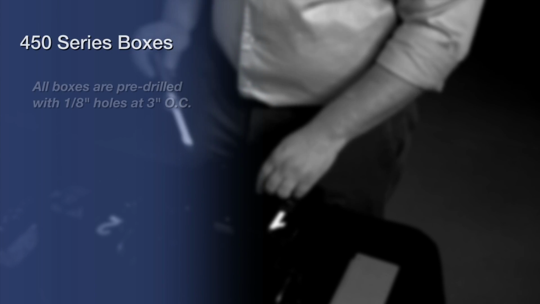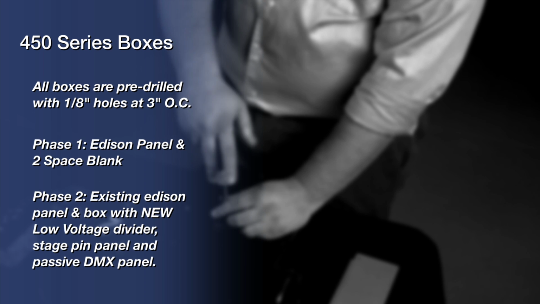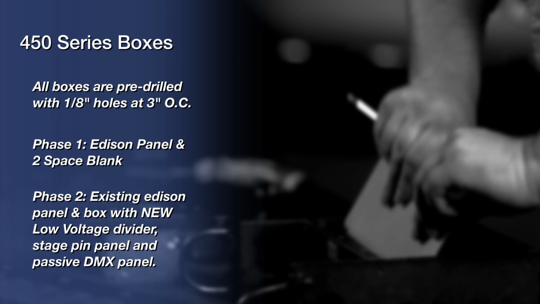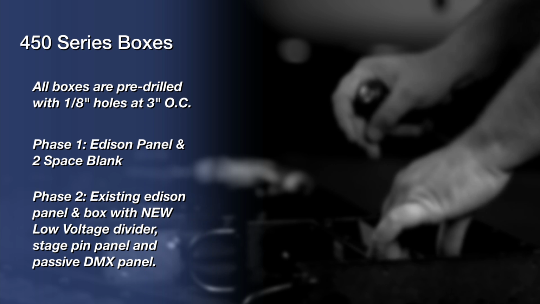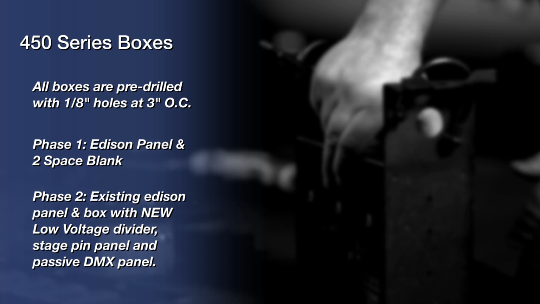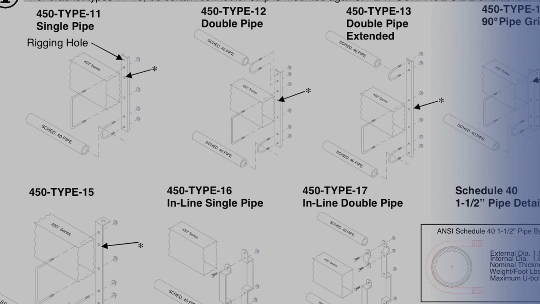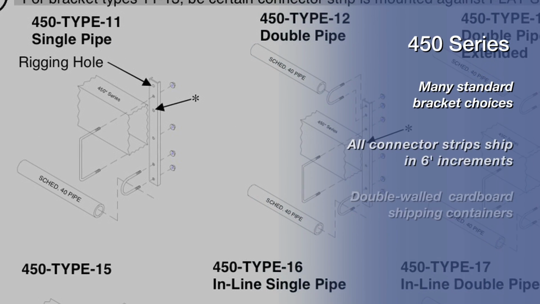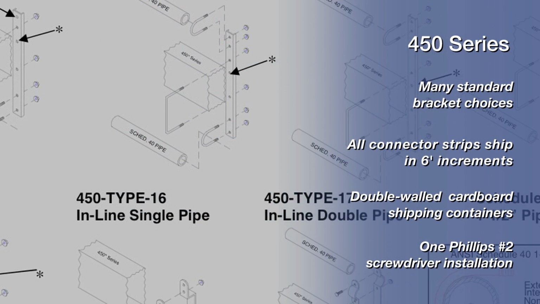A box can carry a single Edison connector and a 2-panel blank for phase 1. And for phase 2, the contractor can remove the blank and add a low voltage barrier, 1 passive DMX connector, and a dimmable stage pin connector. Altman 450 series distribution has many bracket choices to meet any possible need.